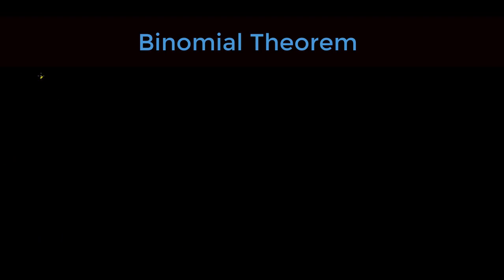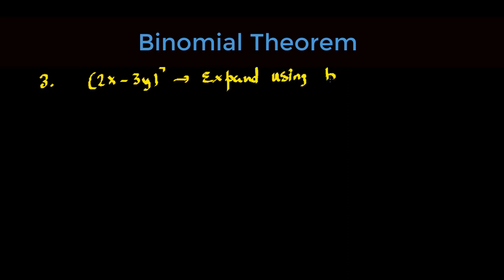So we're going to take example number 3. We're given the expansion twice of x minus thrice of y whole raised to the power of 4. So we have to expand using the binomial theorem.